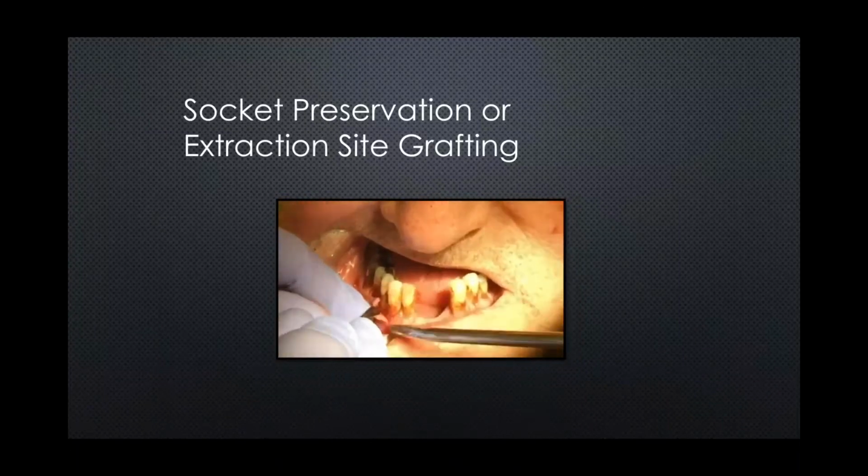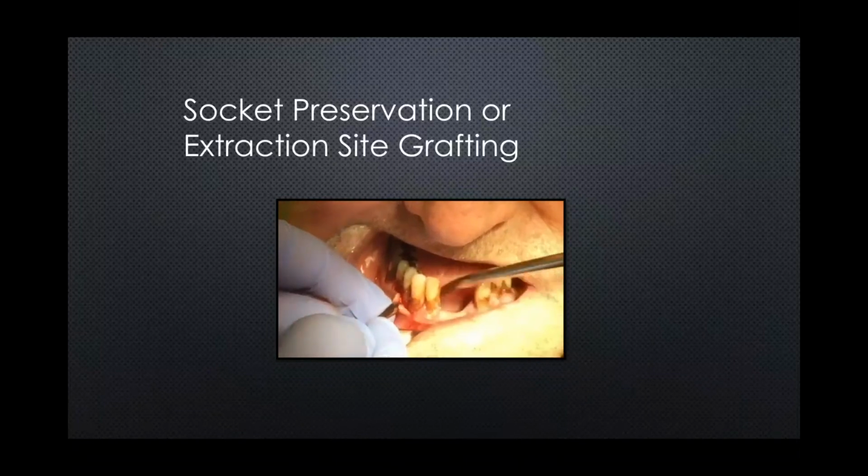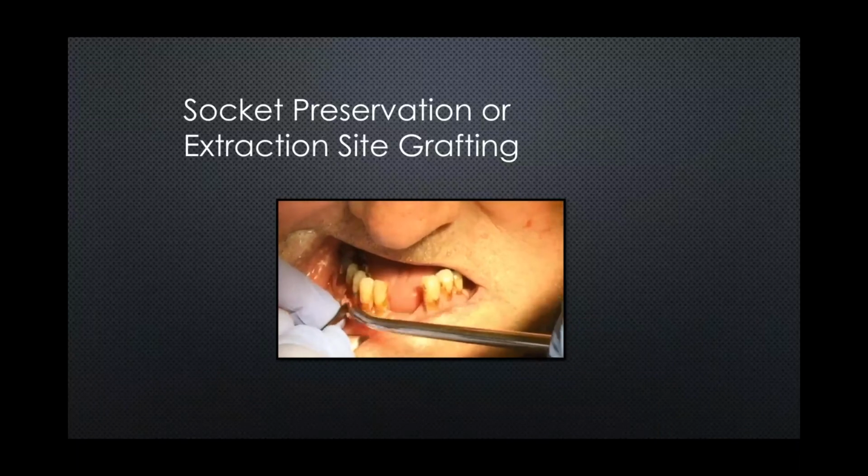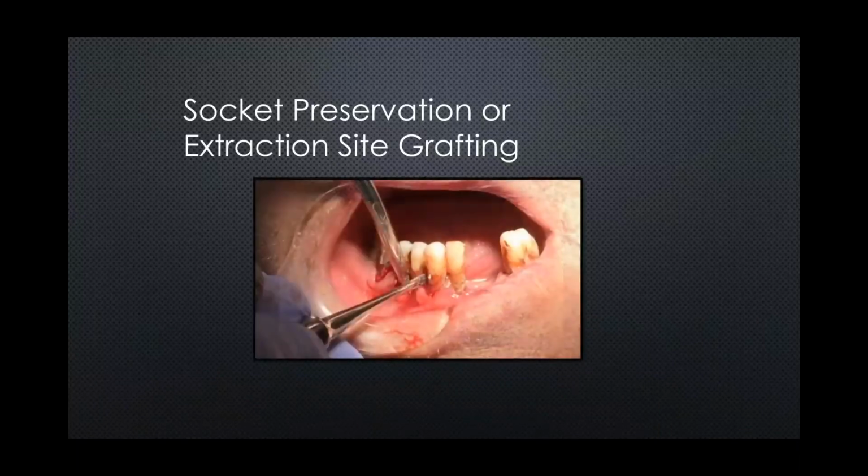I'll take my sharp edge, lift up my papilla, and then I'll switch to my rounded edge and connect the two and lift up a little bit more. Once again, I'm lifting up about 2 or 3 millimeters of tissue. I do that on the buccal, and then I do it on the lingual.